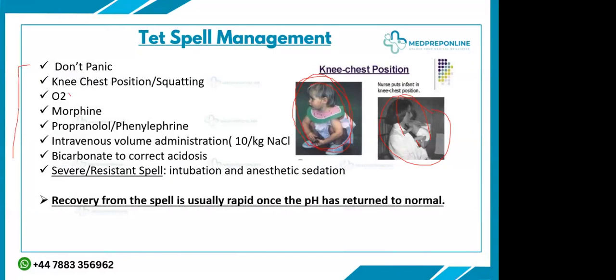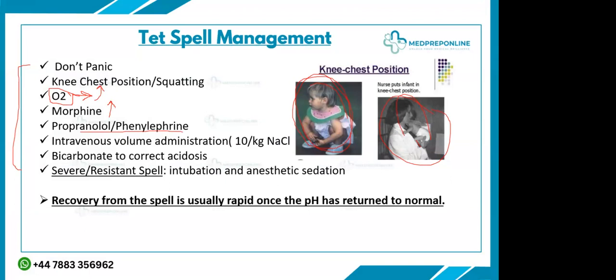So it's a mechanism along with other things. All these things are going to cause this mechanism, which I already told you. Then O2 does not affect the cyanosis that much, but the main theory is that it's going to cause pulmonary vasodilation, and ultimately it's going to reduce the pulmonary vascular resistance and increase blood flow to the pulmonary vasculature. Morphine is just for the calmness of the patient, and then the propranolol or phenylephrine.